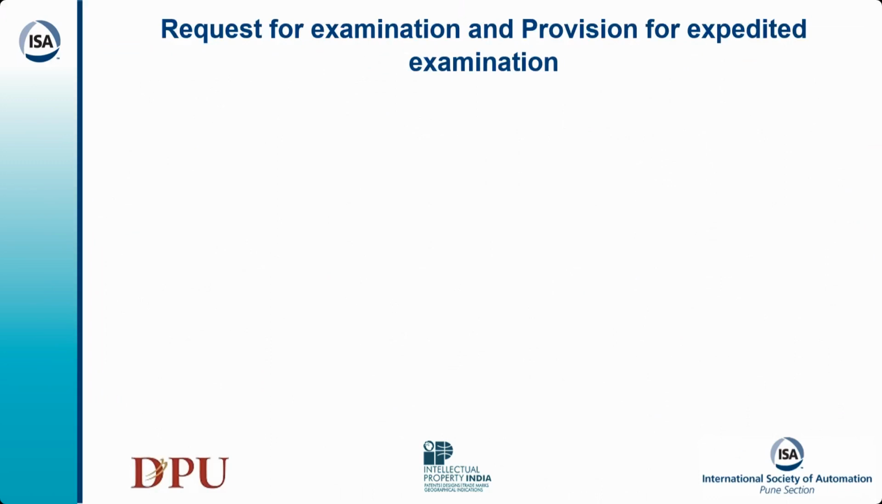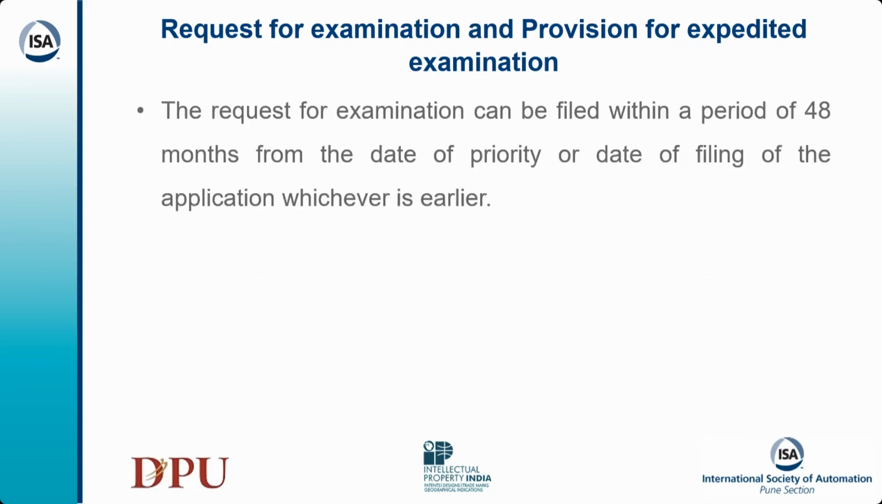Now, nowadays there are some startups and you want to start some business, then the patent office has given some additional facilities, additional provisions, and those provisions are called expedited examination, right? The request for examination and provision for expedited examination. So you can speed up the examination process, and for that we can go for the expedited examination. The request for expedited examination can be filed within a period of 48 months from the date of priority or date of filing.